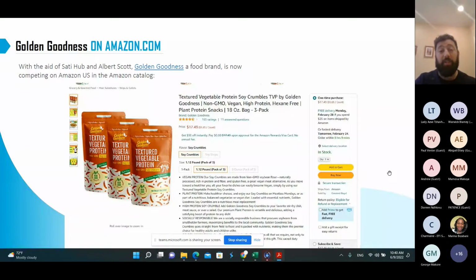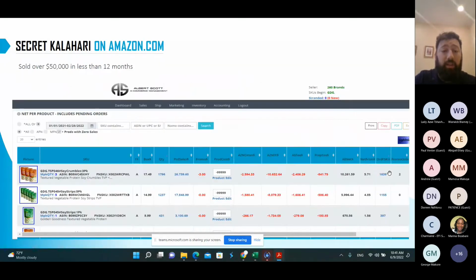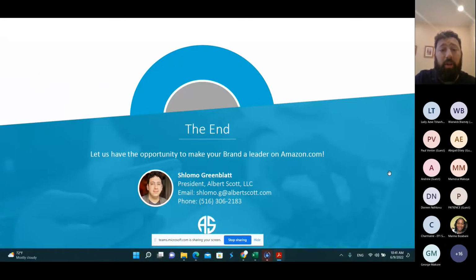And the fact was that on the searches, which in this case would have been synthetic meat or vegan meat or textured vegetable protein or TVP, all of these searches, the product outperformed and got indexing. And therefore, with only a few $1,000s of marketing, they sold over $50,000 worth of goods. As you can see here, these are just the sales from within the last year or so.